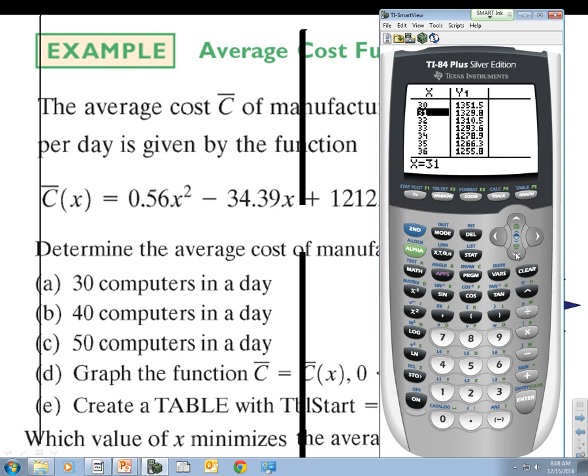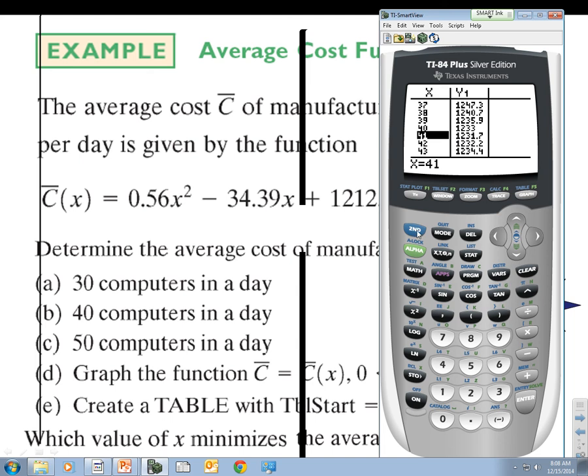And so we can see when we get our smallest value, 55, 47, 40, 35, 33, 31. Oh, back up we went. 41 would be our lowest cost, 1231. All right, so which value of x minimizes the average cost? 41 would minimize your average cost.